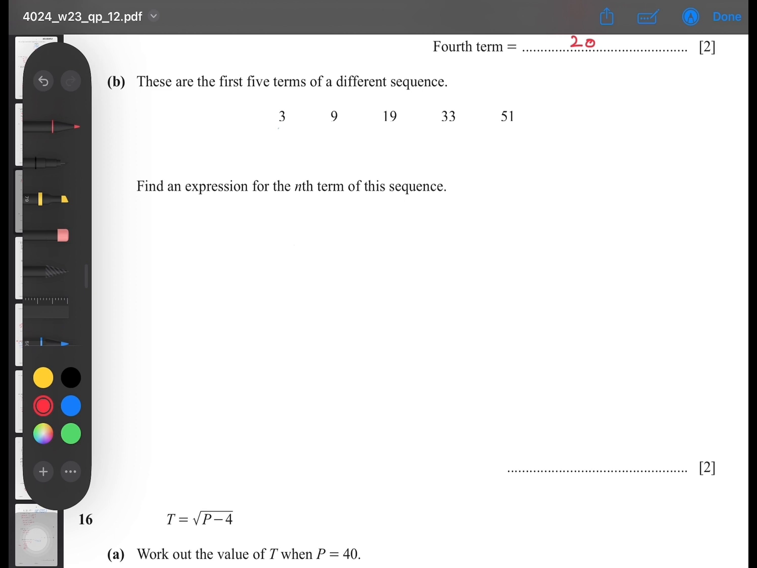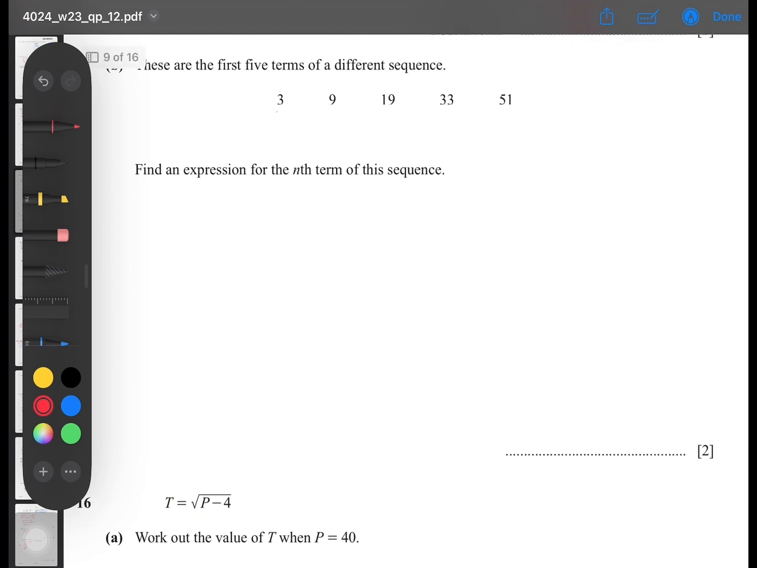These are the first 5 terms of a different sequence: 3, 9, 19, 33, 51. Find an expression for the nth term of the sequence. So I will check the difference first. The difference between 3 and 9 is 6. The difference between 9 and 19 is 10. The difference between 19 and 33 is 14. And the difference between 33 and 51 is 18. So this is not the same, so this is not a linear sequence.